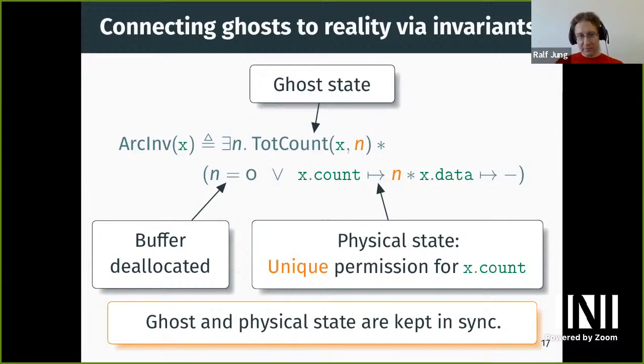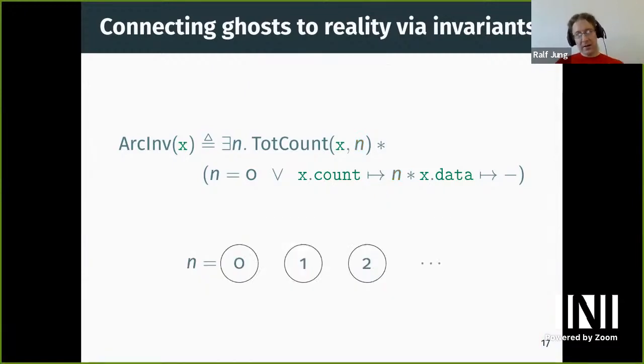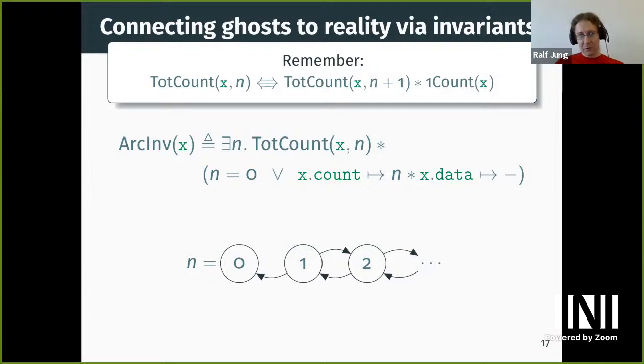Another more abstract way to think about this invariant is to think of it as a state transition system, where there is basically one state for each possible value of n. And then as we keep incrementing and decrementing this n, as we keep changing, so to speak, the witness for this existential quantifier, we transition back and forth in this transition system. Every time we go to the right, we use our total count update law from left to right and generate a 1 count permission. And every time we go to the left, we use the total count update law from right to left, and we destroy one of these permissions. That's some kind of intuition for this invariant.